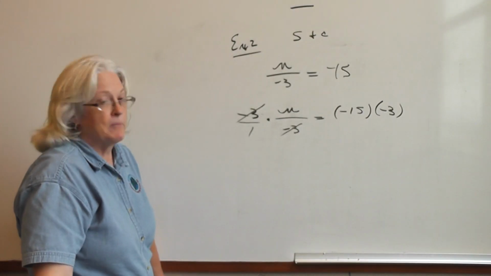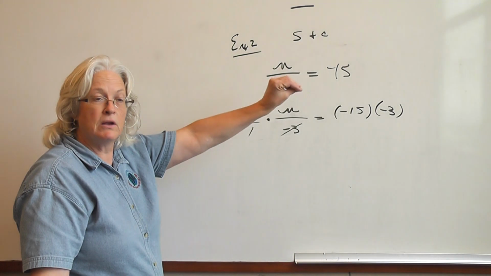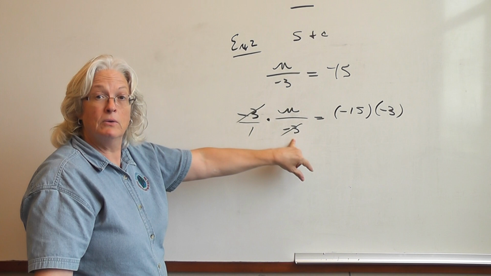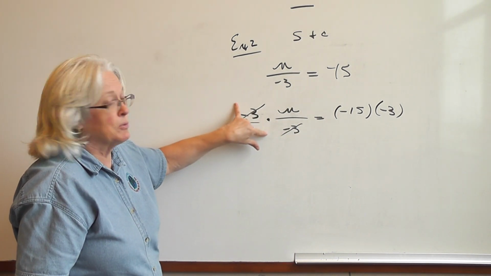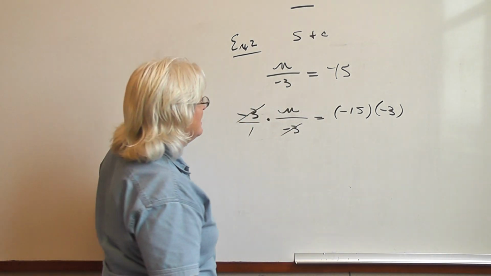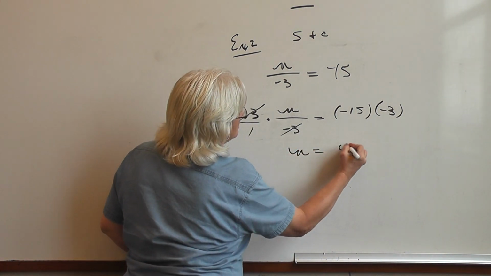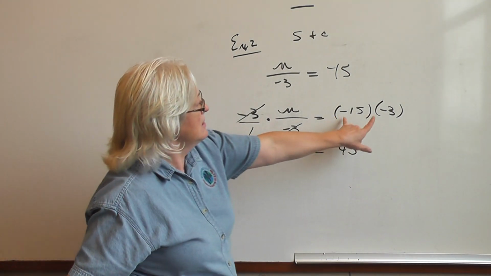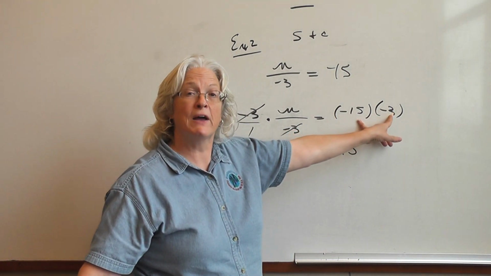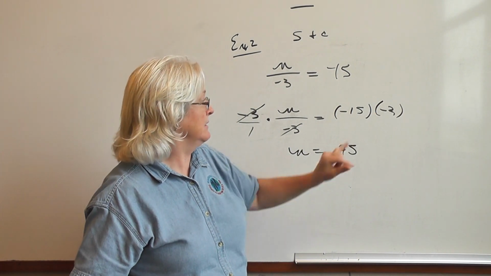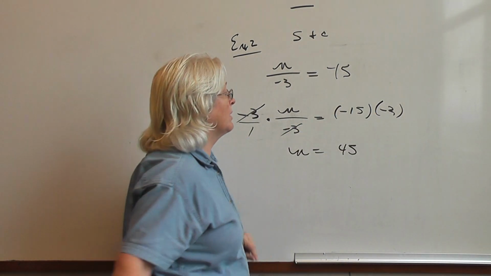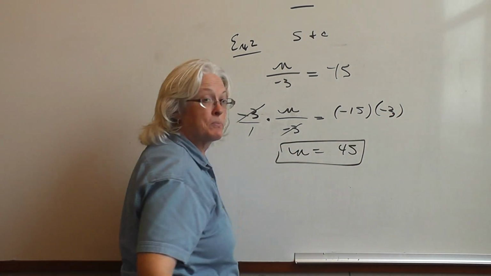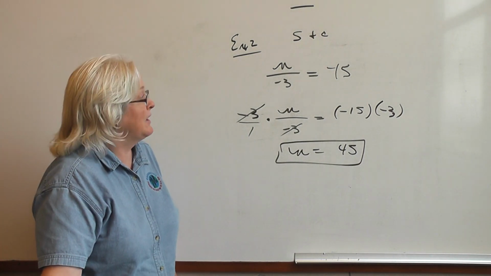Negative 3 divided by negative 3: as long as you have the same number in the numerator as you do in the denominator, your product is always going to be equal to 1. So we now have n is equal to 45, because 3 times 15 is 45. You look at the fact that those two factors have the same sign. Doesn't matter that they're negative. What matters is that the signs are the same. So the product is a positive 45 here.